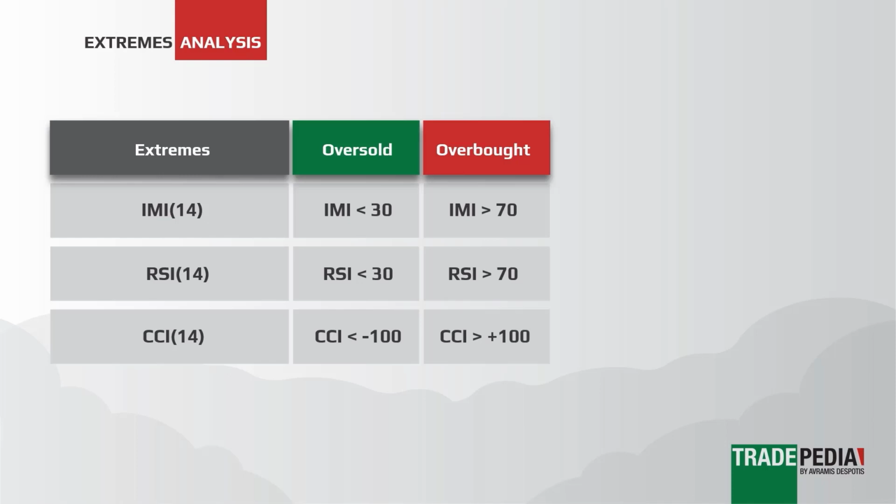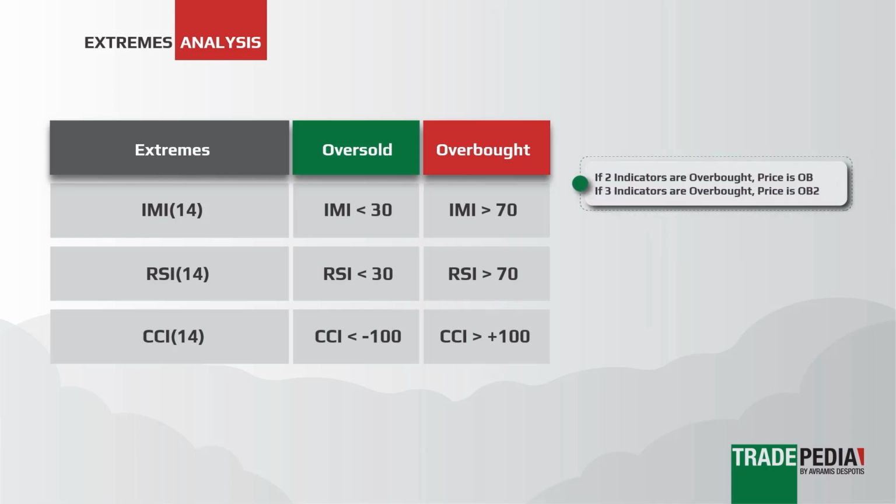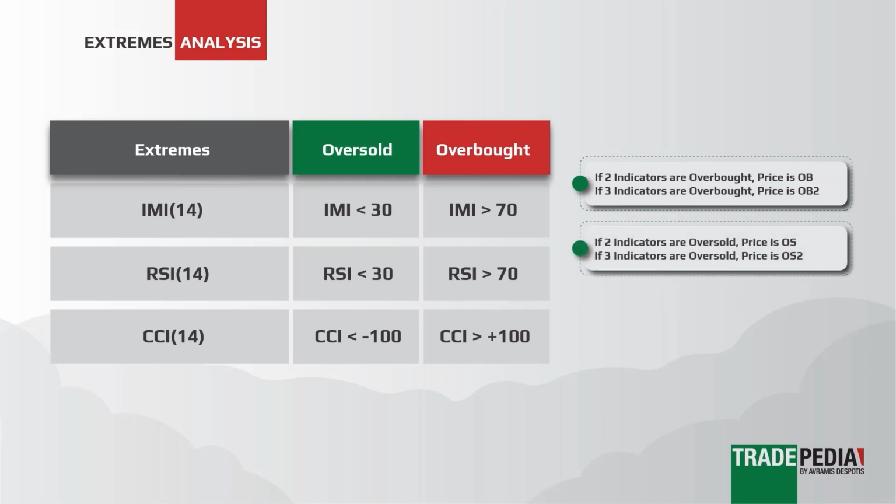As a conclusion, 2 of the 3 indicators should reflect overbought readings in order to conclude an overbought price state. And if all 3 indicators are overbought, price is considered to be extremely overbought, or in other words, overbought level 2. Similarly, 2 of the 3 indicators should reflect oversold readings in order to conclude an oversold price state. And if all 3 indicators are oversold, price is considered to be extremely oversold, or in other words, oversold level 2. Else, price is considered in a neutral state and can move smoothly in any direction.